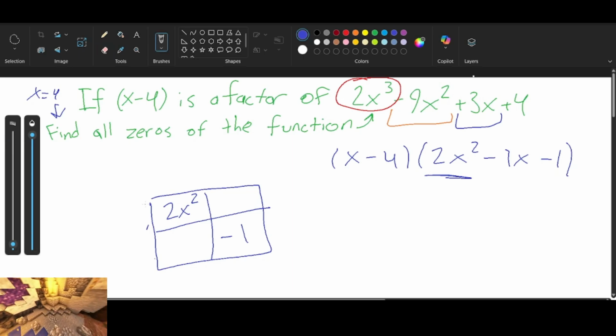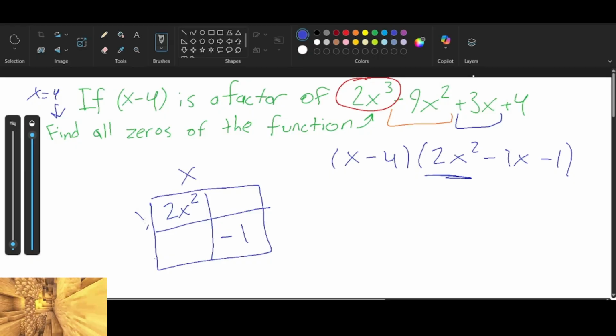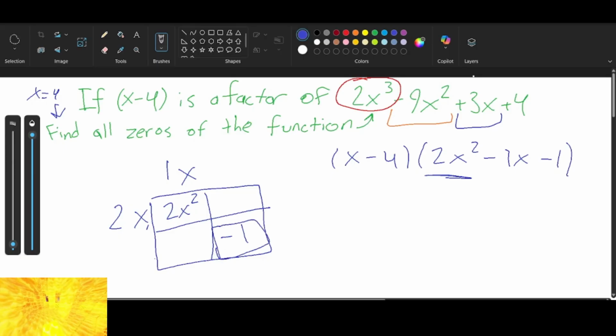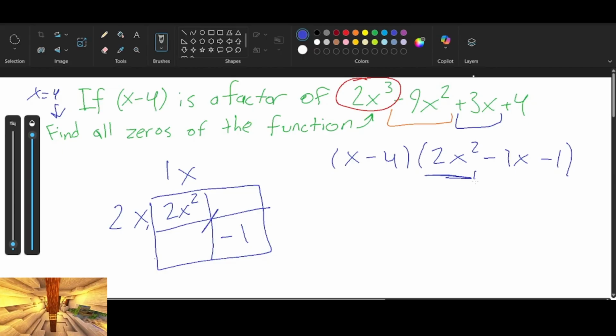So I have 2x squared. I know x times x gets me the x squared part. And then I know one of these has to be a 1, and one of these has to be a 2, because 2 times 1 is 2, right? And then now, what two numbers multiply to negative 1, but the diagonals are going to add to a negative 1x?